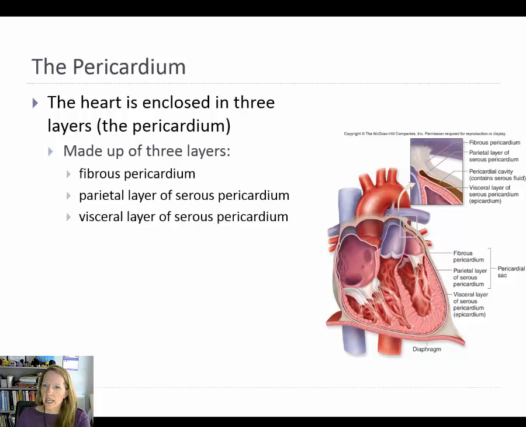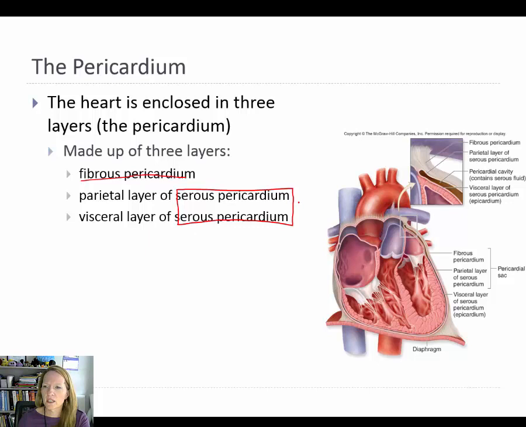So if we take a look at what's surrounding the heart and these protective layers that it has, that is going to be the pericardium. And the pericardium is going to have 3 layers to it. There's going to be a fibrous pericardium. There's going to be a parietal layer of the serous pericardium, and then a visceral layer. So you have this fibrous layer, and then you're going to have a double serous membrane. So don't get these two confused here. They're made of a little bit different fibers or tissues, I guess I should say.